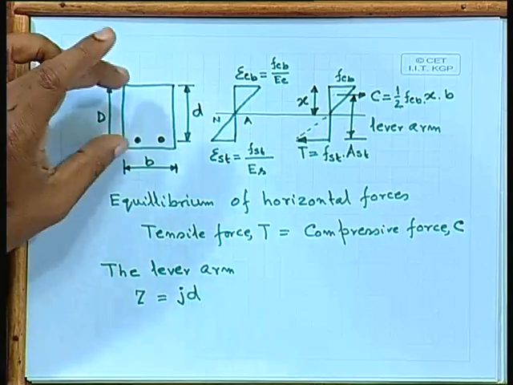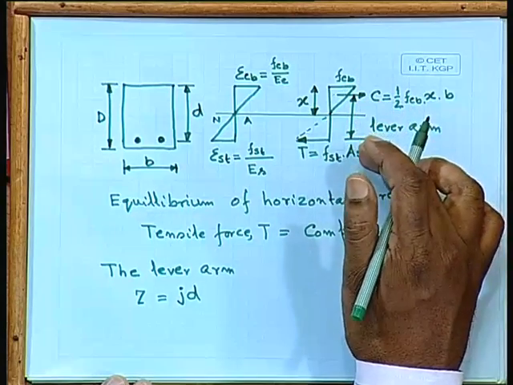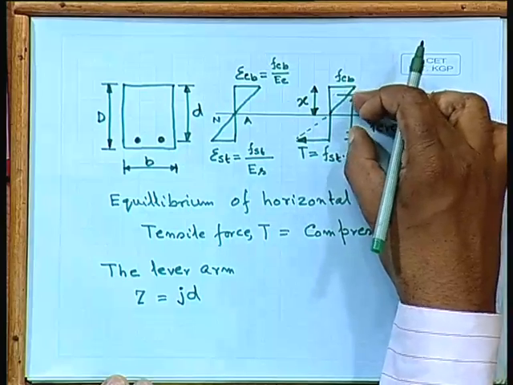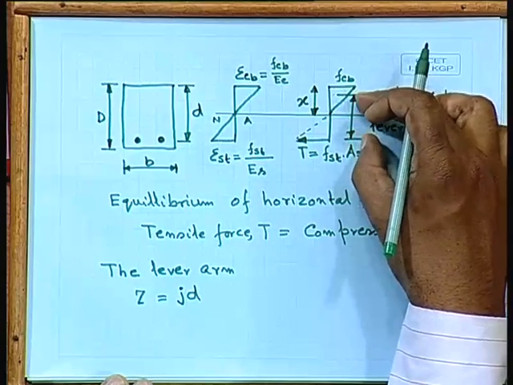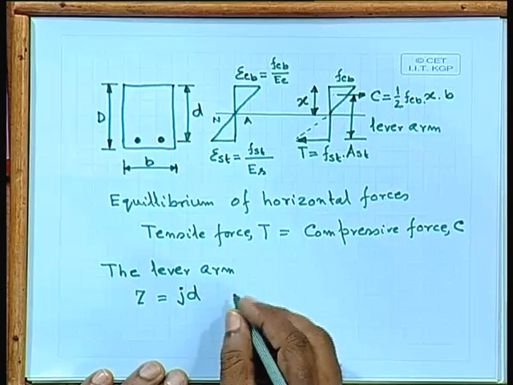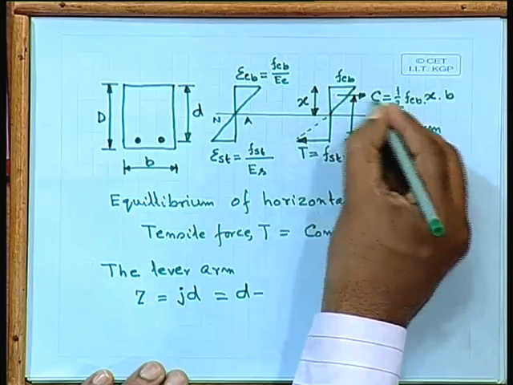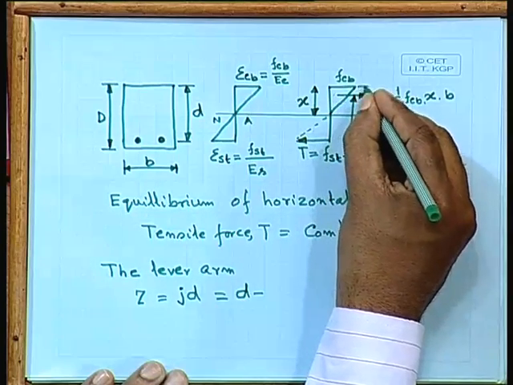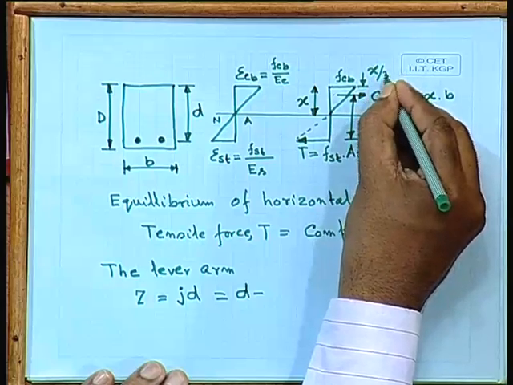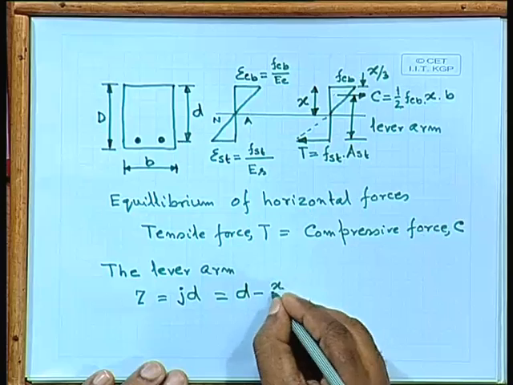D is the effective depth. So, Z is obviously a certain fraction of the effective depth, because this is the lever arm we are talking about. So, Z equal to D minus x by 3, this portion x by 3. So, D minus x by 3 is your lever arm.